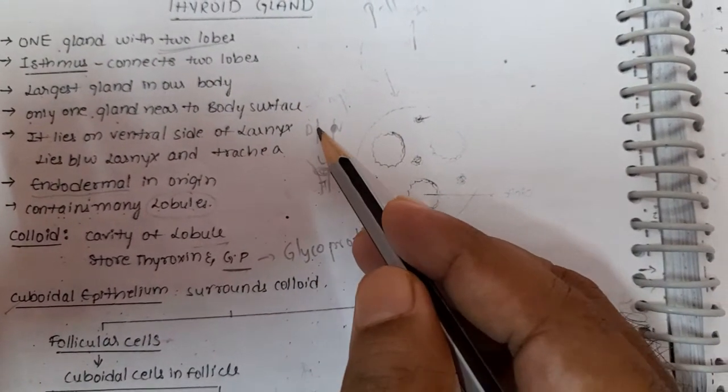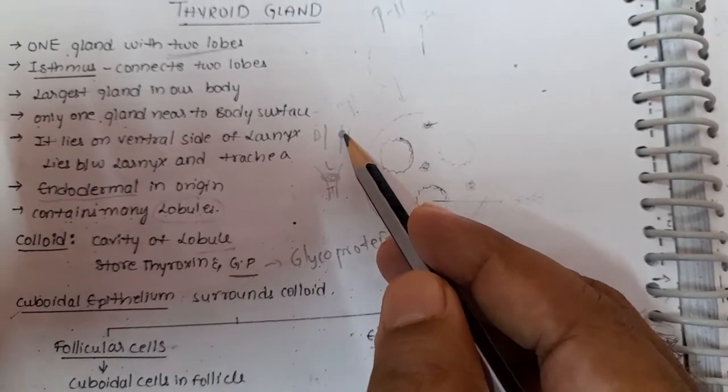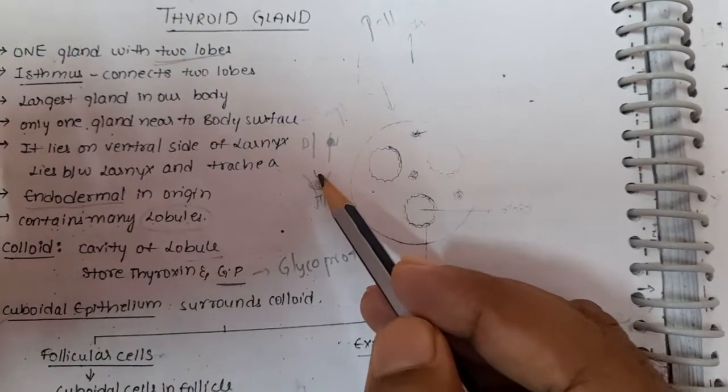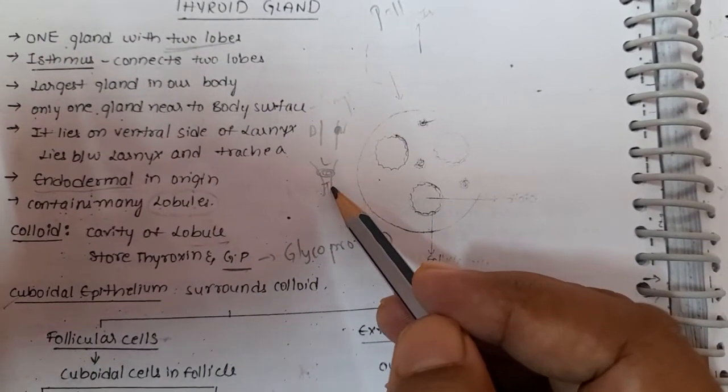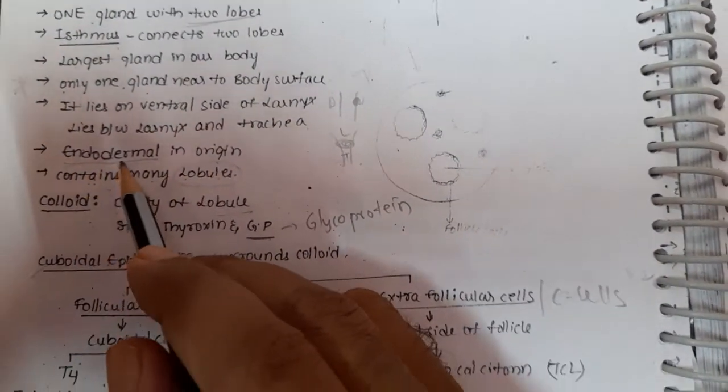For example, this is the larynx, this is the dorsal side of the larynx, and this is the ventral side of the larynx. On the ventral side, we have the thyroid gland. It lies between the larynx and the trachea. What is the origin? Endodermal in origin.